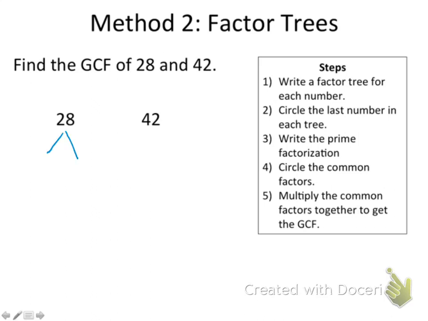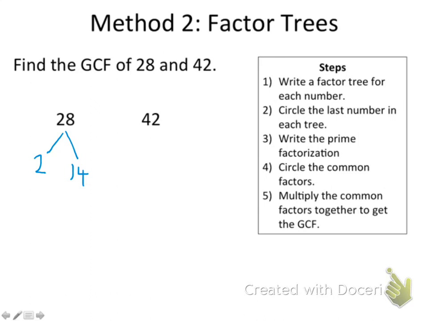Okay, the first step is to figure out what you can divide into 28, or what two multiples, or factors, you can multiply together to get 28. I'm going to do 2 because it's an even number and that's an easy one to do. 2 times what is 28? It's 14.